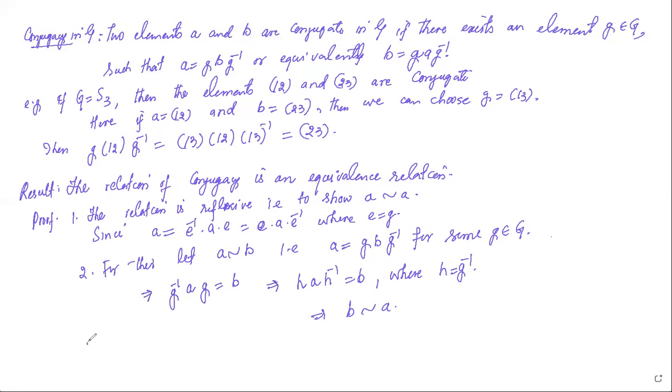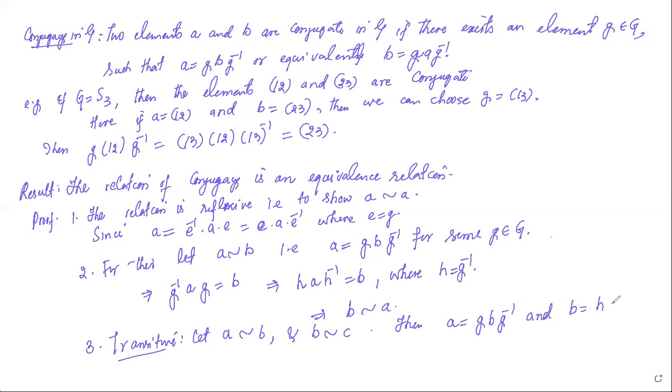Now the third thing that we need to show is that the relation is transitive. So for this, let A be related to B and B is related to C. Then by definition, A is equal to g B g inverse and B is equal to H C H inverse, because A is related to B and B is related to C. Now we need to show that A is related to C.